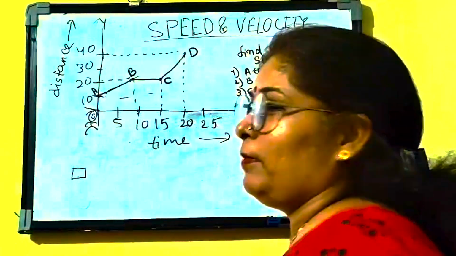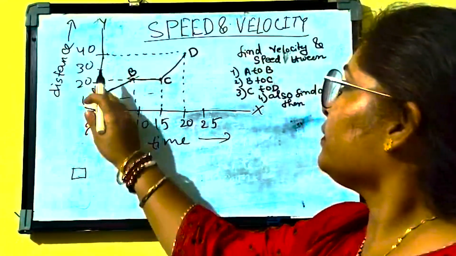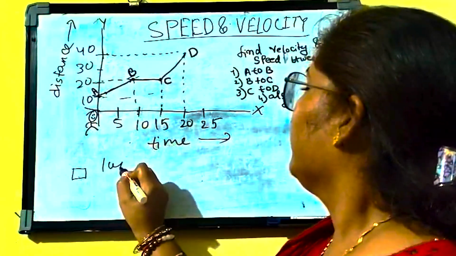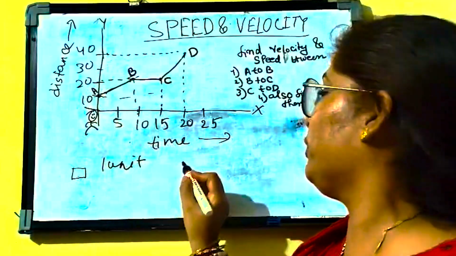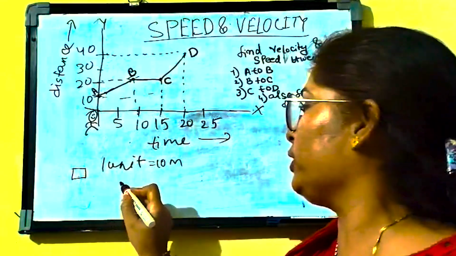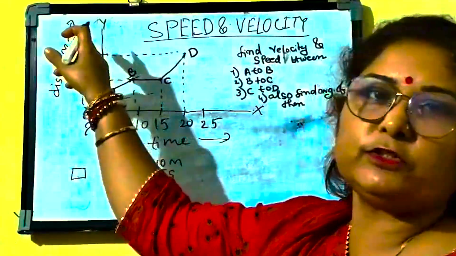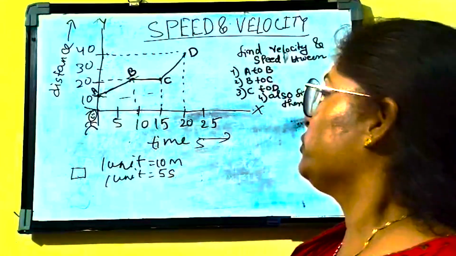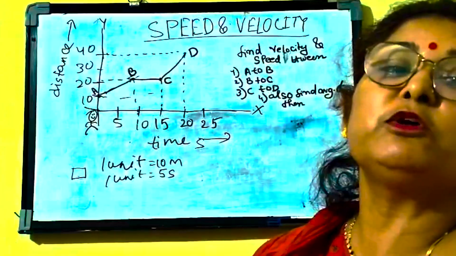Okay, now come and solve this sum with me. Here, this is the graph. One unit on the y-axis we take as 10 meters. And on the x-axis, 1 unit is equal to how much? 1 unit is equal to 5 seconds. Distance we are taking in meters and time in seconds. So the relation between distance and time, what will we get? We will get speed only.